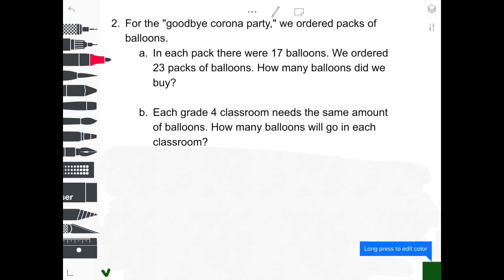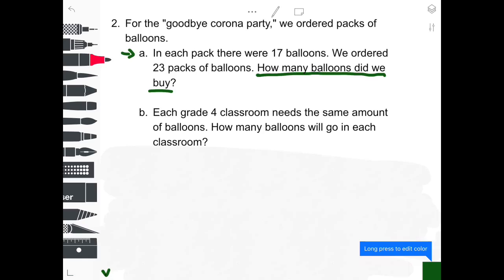All right, question 2. For the Goodbye Corona party, we ordered packs of balloons. We're just going to look at part A for now. In each pack, there were 17 balloons. We ordered 23 packs of balloons. How many balloons did we buy? What are we trying to figure out? How many balloons did we buy?